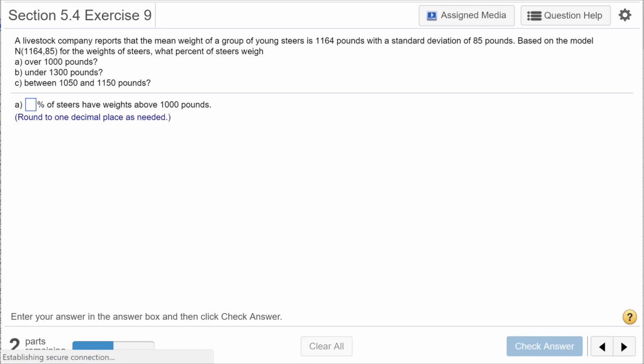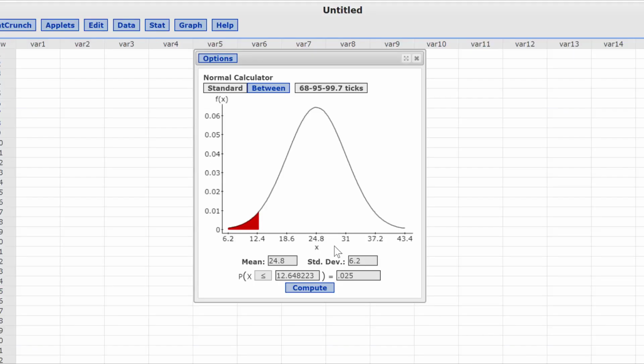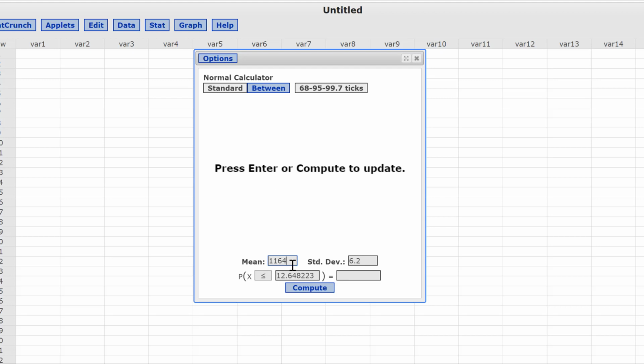Again, we're going to use the applet. We are not going to do these by finding z-scores and looking these up in tables. Nobody does that anymore. So let me go to the applet. So here's my applet. I'm going to put in my mean, which was 1164, and the standard deviation was 85.